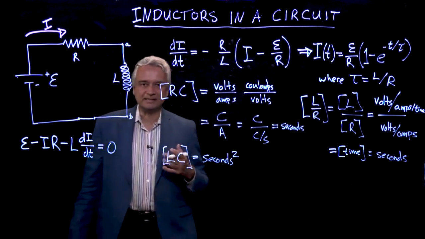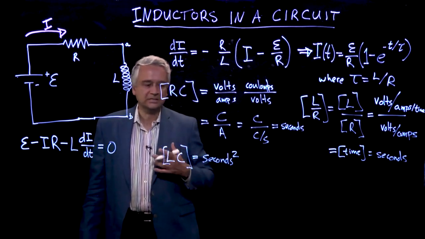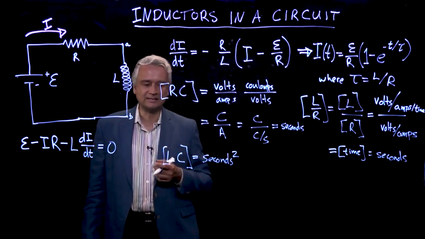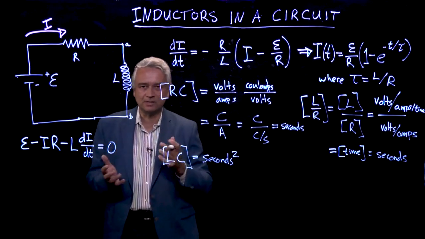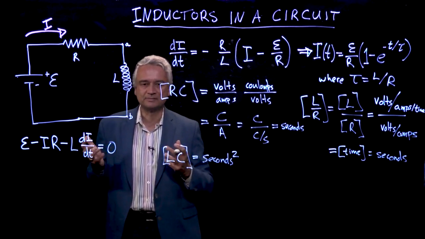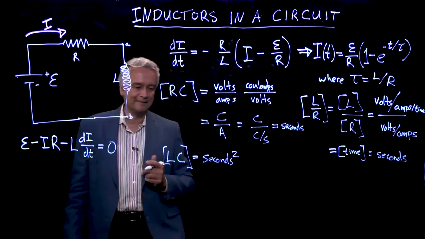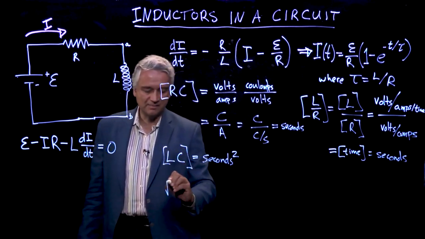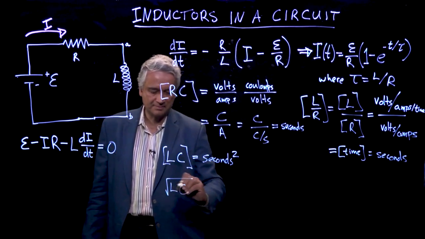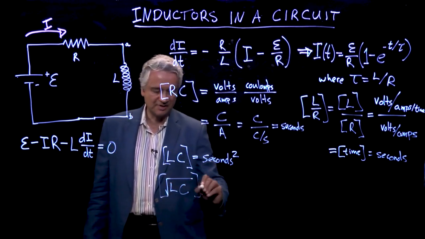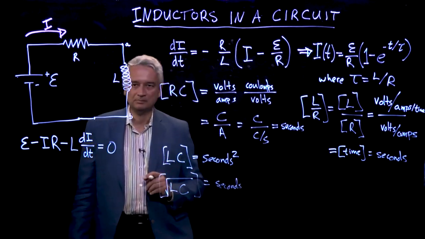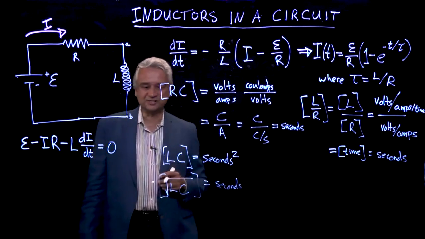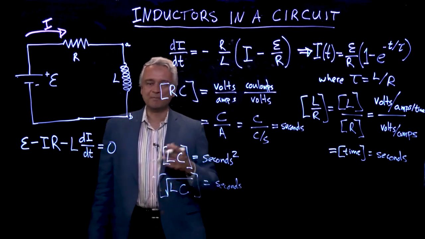So that gives me a hint, a very correct hint in fact, that when we analyze an LC circuit, there should be a characteristic time of some sort involved in that circuit. And the characteristic time should be the square root of LC, because the units of the square root of LC are seconds.